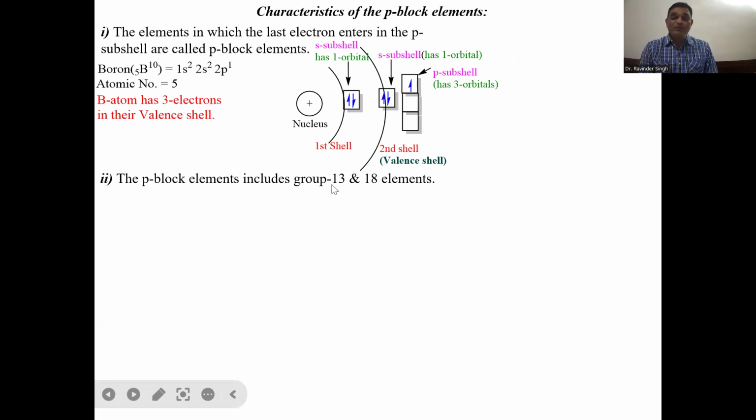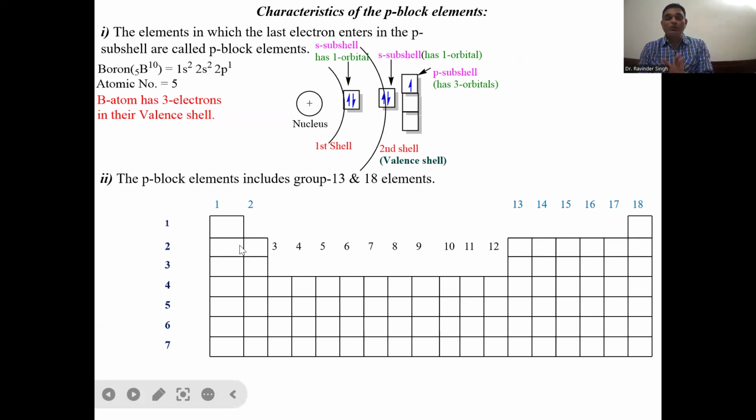From group 13 to 18, there is one interesting thing. In group 13, the last numeral is 3, so the maximum valency is 3. In group 14, the last numeral is 4, so the maximum valency is 4, and so on. This ranges from group 13 to 18, except group 18, which has a fulfilled, stable configuration. They have no tendency to form any type of bond, meaning they are less reactive, inert in nature. They are the noble gases.